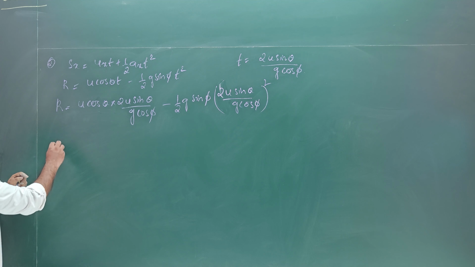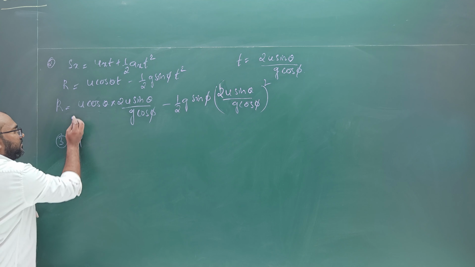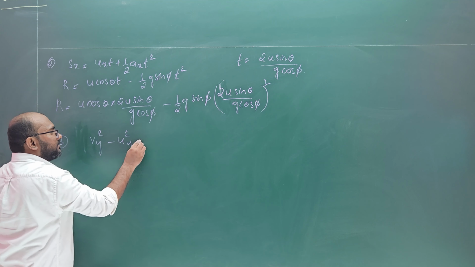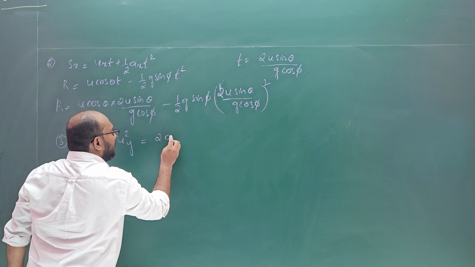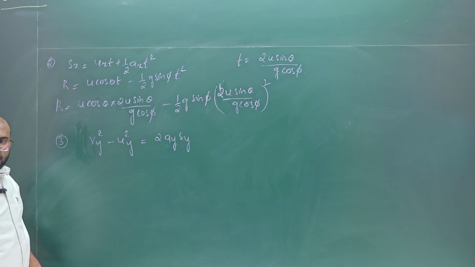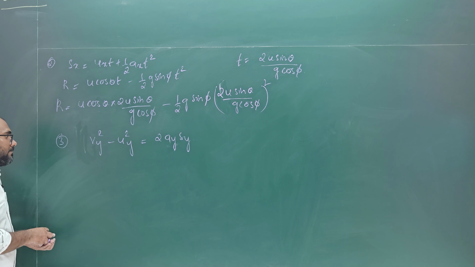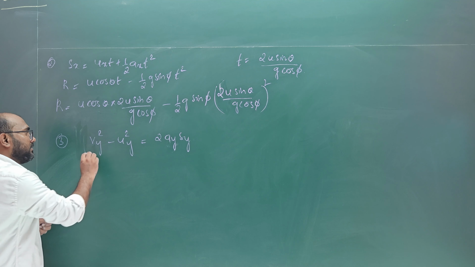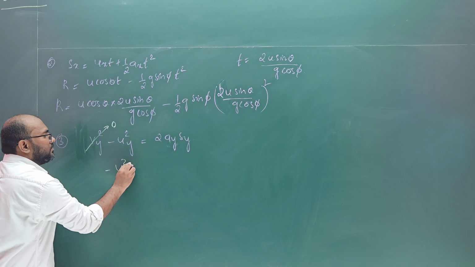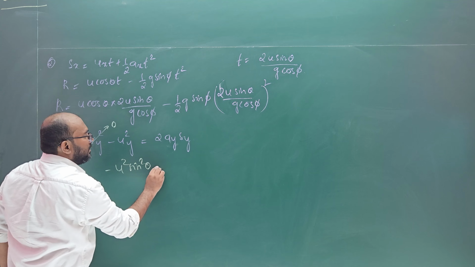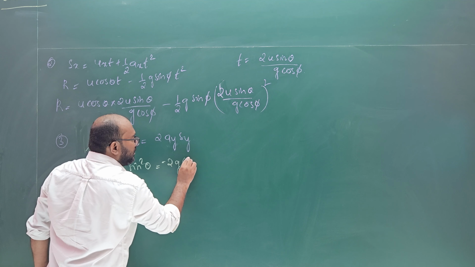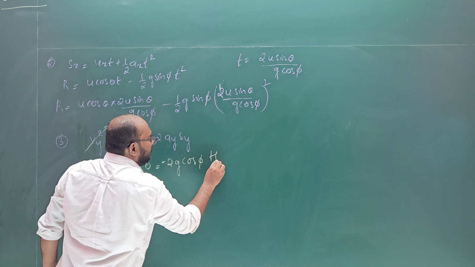Okay, similarly let us calculate the Hmax also. The Hmax formula is derived from what? Vy square minus uy square equals 2 ay sy. Then Vy square is 0. Yes, very good. So what is left is minus uy square, where uy is u sin theta, equals minus 2 times g cos phi into Hmax.